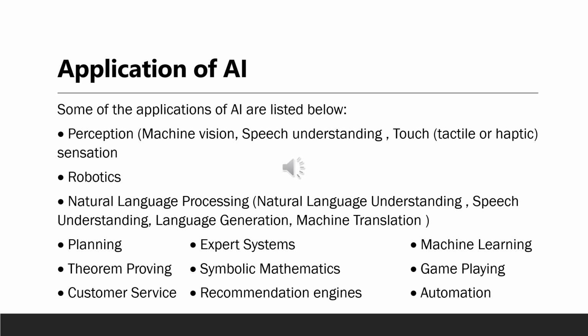We also have the natural language processing, where we understand the natural language, where we can do sentiment analysis, speech understanding, language generation. We have machine translation. Also, it can be applied for planning. We have expert systems, machine learning, theorem proving, symbolic mathematics, game playing, customer services, recommendation engines, and automation. And these are areas that you are expected to look into for your final year project, where you can explore how AI can be applied to all these fields as expected.